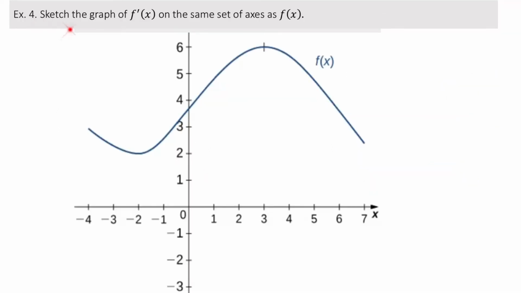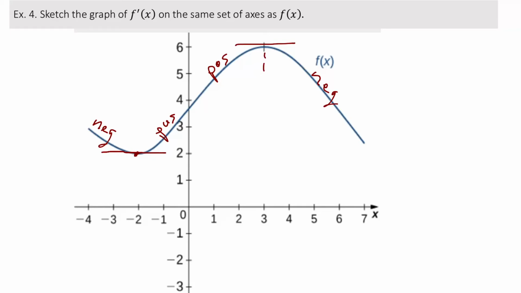For example 4, we're going to try to sketch the graph of f prime of x on the same set of axes as the graph of the function f of x. What we said before was that one of the things we can pick out pretty easily is where you're going to have a horizontal tangent line, and that's where you transition from negative slope to positive slope, or in this case here, you're going to transition from positive slope to negative slope.